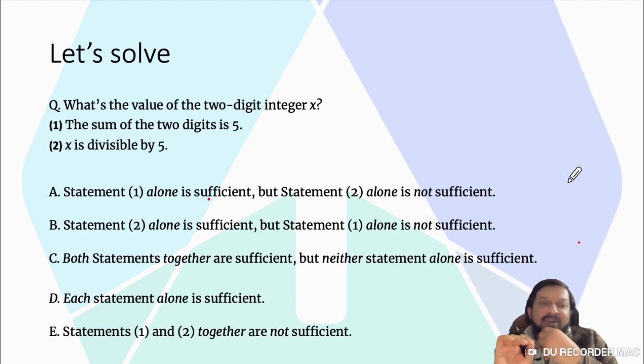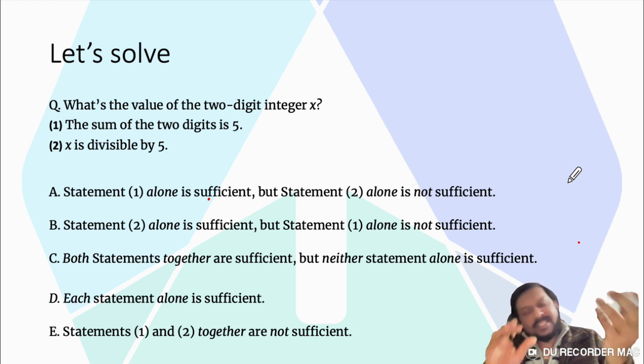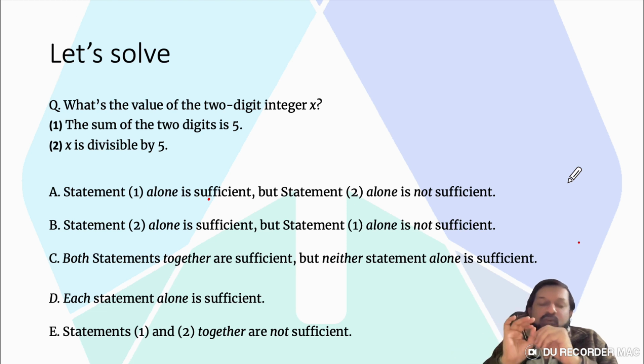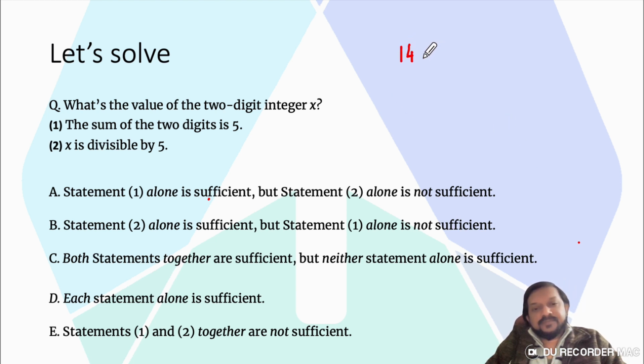So let's look at the first statement. It says the sum of the two digits is 5. Now, please remember, I do not look at the second statement at all. Let's play with the numbers. It is a two-digit number and the sum of the two digits is 5. So what are the possible numbers? Let's look at it. It can be 1, 4. It can be 2, 3. It can be 4, 1. And it can be 3, 2.